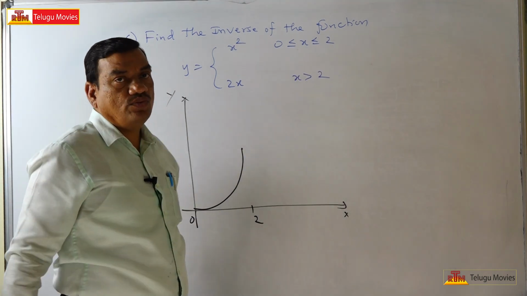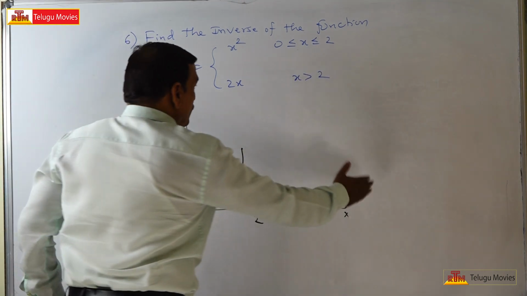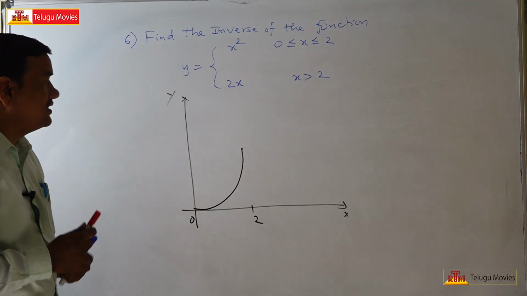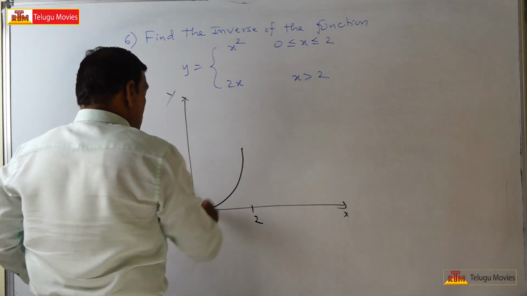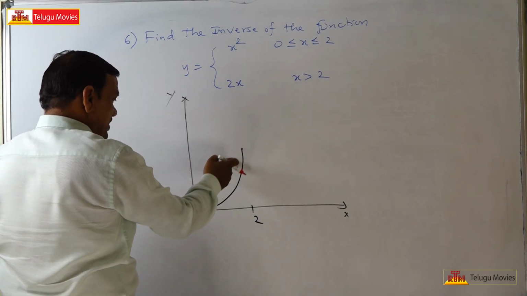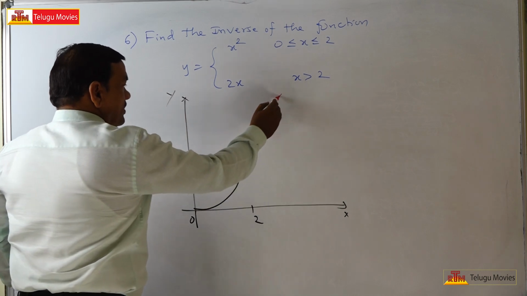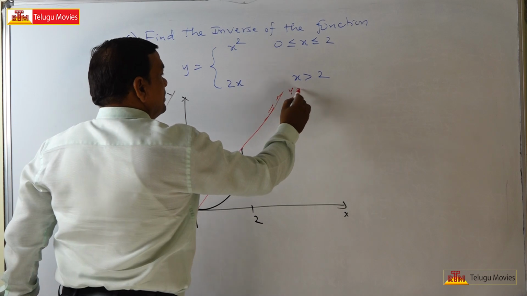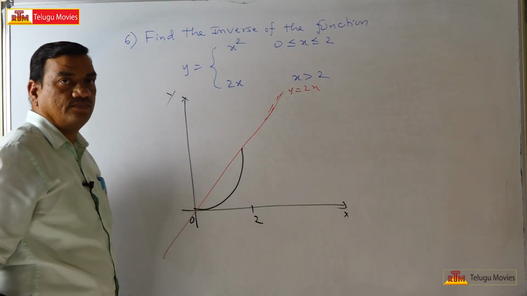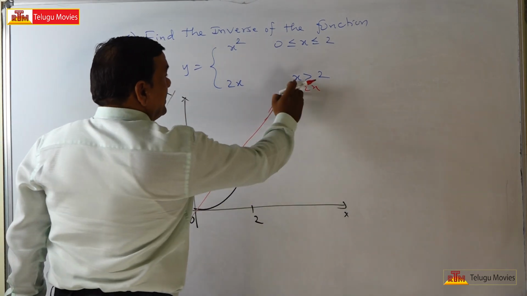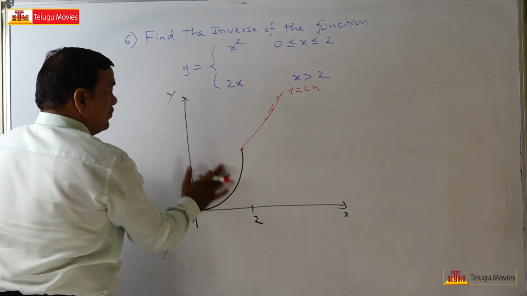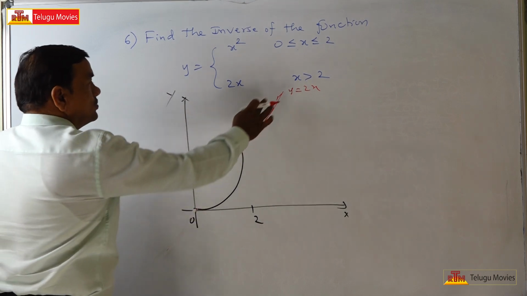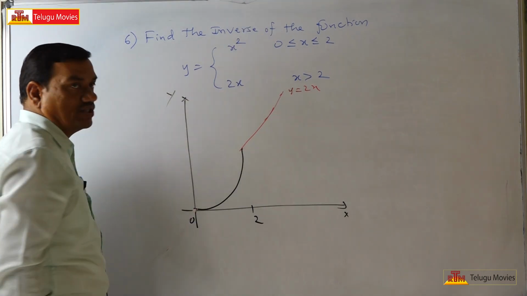Next is x greater than 2. X greater than 2 means from 2 onwards, y is equal to 2x. Y is equal to 2x is a straight line passing through the origin. Actually, it will come here like this. So this is the y is equal to 2x line. But we have to take x greater than 2, so this part we won't consider. So this is the graph of the given function.